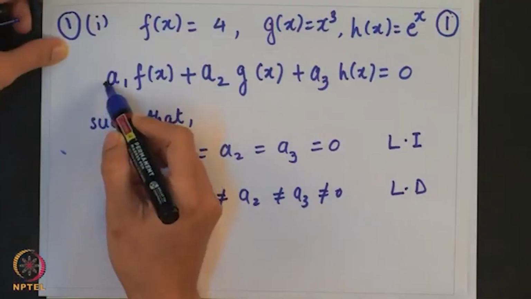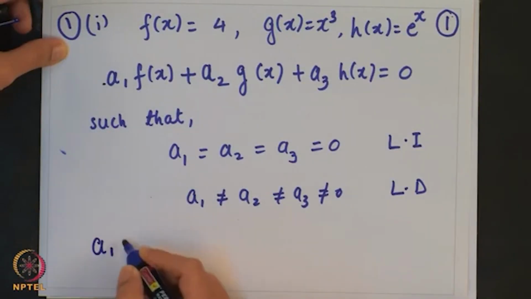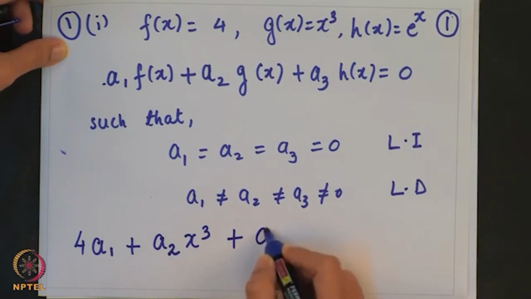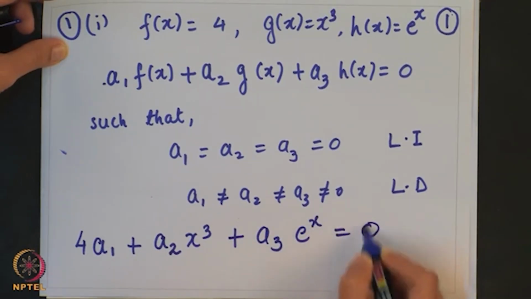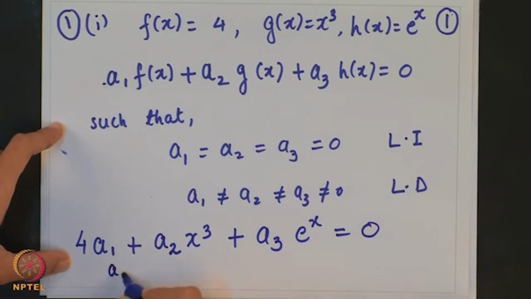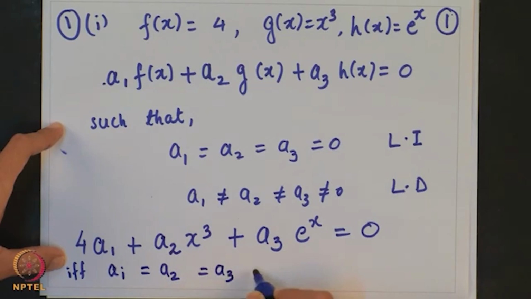From the first example you can easily see that if I substitute these functions, I have a1 times 4, so 4a1 plus a2 x cube plus a3 e raised to x is equal to 0. This is 0 only if a1 is equal to a2 is equal to a3 is equal to 0. So this set of functions is linearly independent.